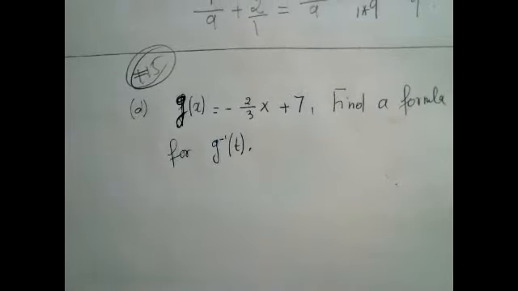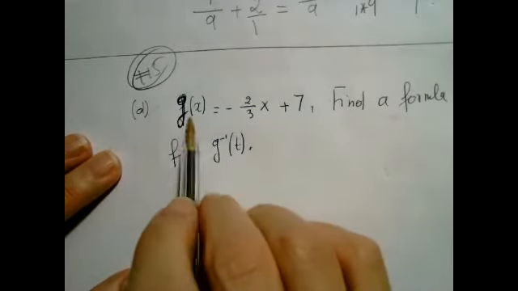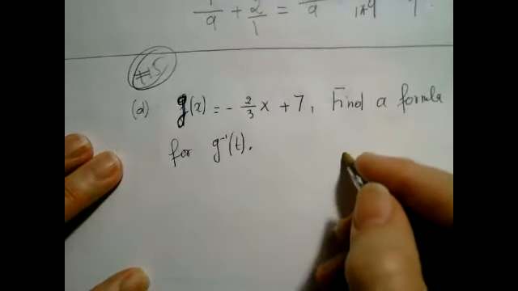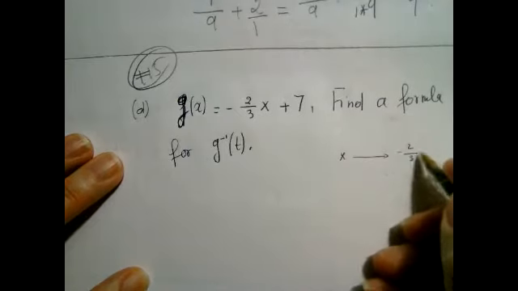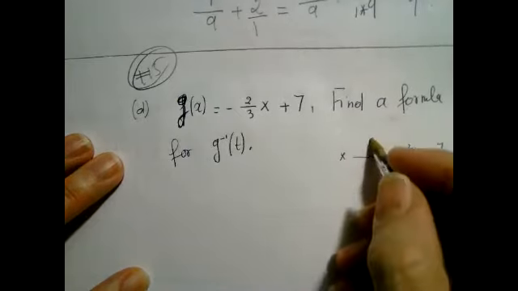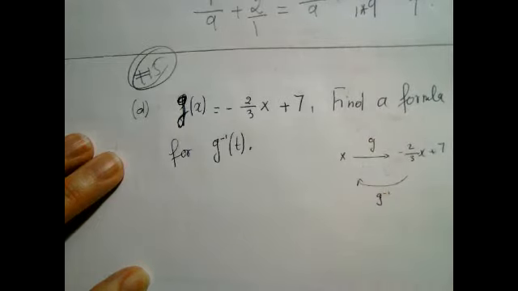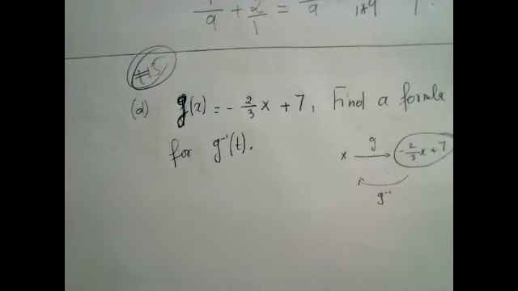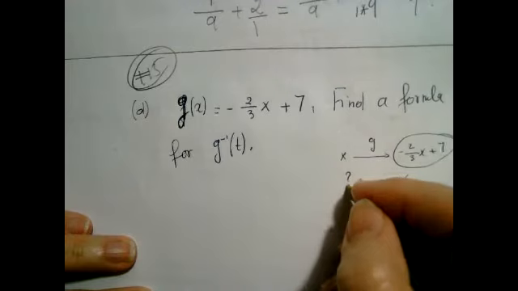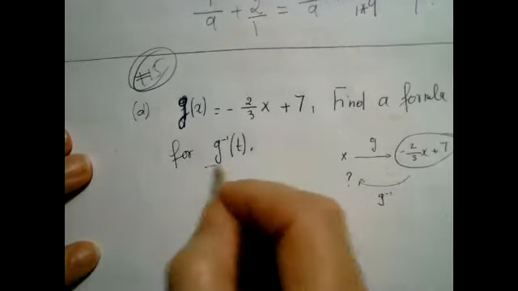What does it mean to find a formula for G inverse of T? This means the following. G of X is the following. Give me an input, and it spits out this as an output. That's G. Now I want another formula that, if I know what the output is, if 4, 5, 6, I want a formula that will give me the input. So how do we do that? So find G inverse of T.